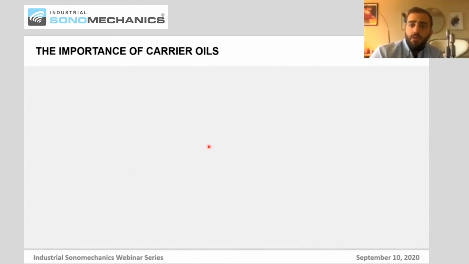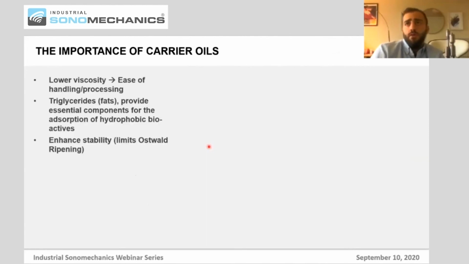And the first thing I want to touch on is the importance of carrier oils. So anyone who's familiar with cannabis extracts or other extracts of that nature, they're thick and they're difficult to handle. So by incorporating a carrier oil, you can more easily dispense them, get them into your formulation tank. So that's one advantage. Additionally, triglycerides or fats that are common carrier oils possess essential fatty acids that help with the absorption of hydrophobic bioactives.